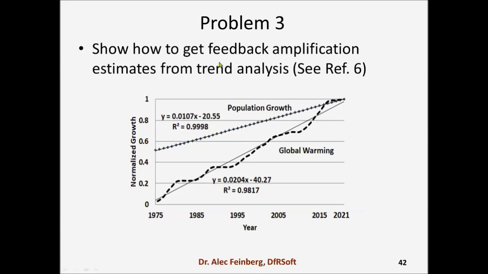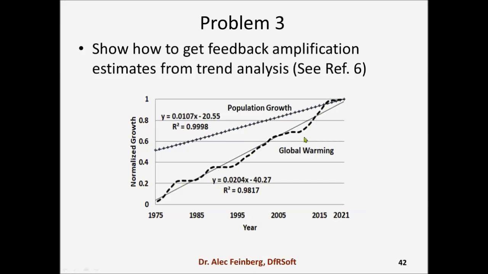Now, problem 3 is we want to show how to get some of these feedback amplification estimates from trend analysis, which is very easy to do, while feedback numbers are difficult to come up with. So let's look at that. Now, what I did here is normalize population growth to 1. So in 2021, it's close to 8 billion people. And if you went down to this area here, about 50% of that, you have about 4 billion people in 1975. So that shows you what normalization means.